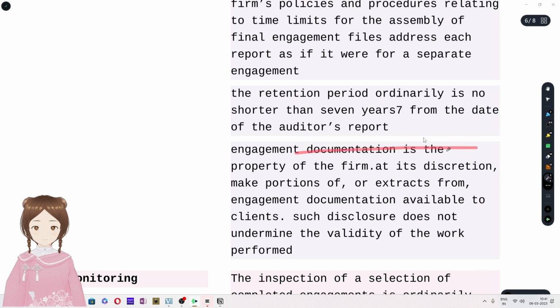And the engagement documentation is a property of the firm. At its discretion, it may make portions or extracts from engagement documentation available to clients. Such disclosure does not undermine the validity of the work performed. This is also tested in various MCQs: which audit documentation is a property of the client? Sorry, audit documentation is a property of the audit firm, the auditor, and whether they could give extracts or not, they could give extracts. But does that undermine the validity of the work performed? No.